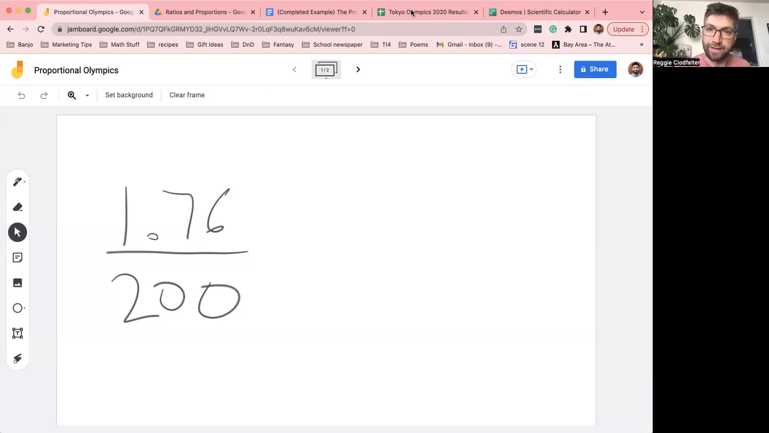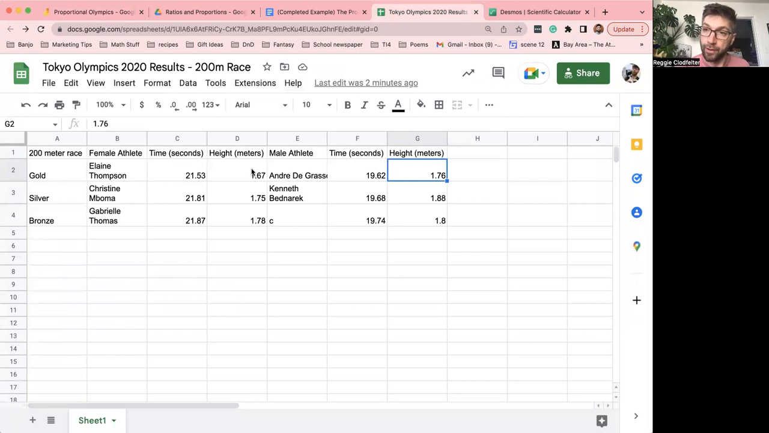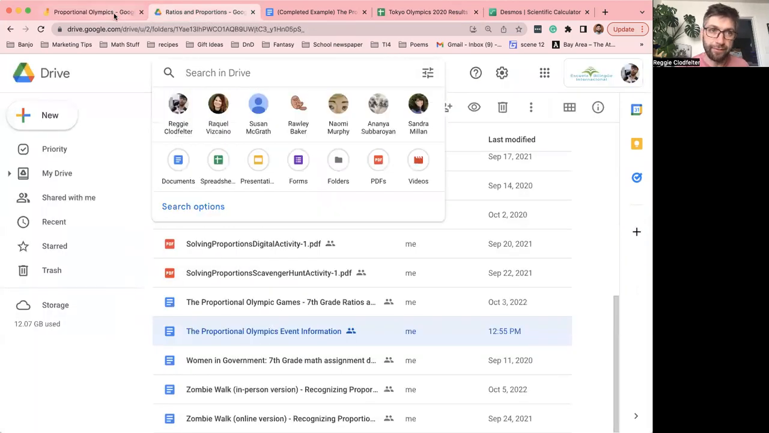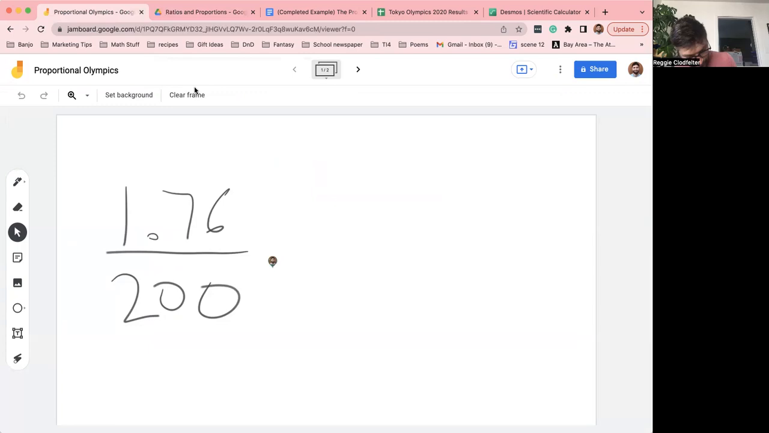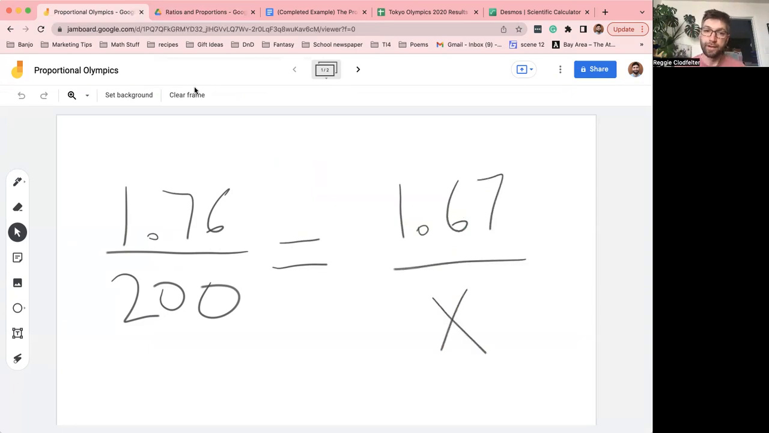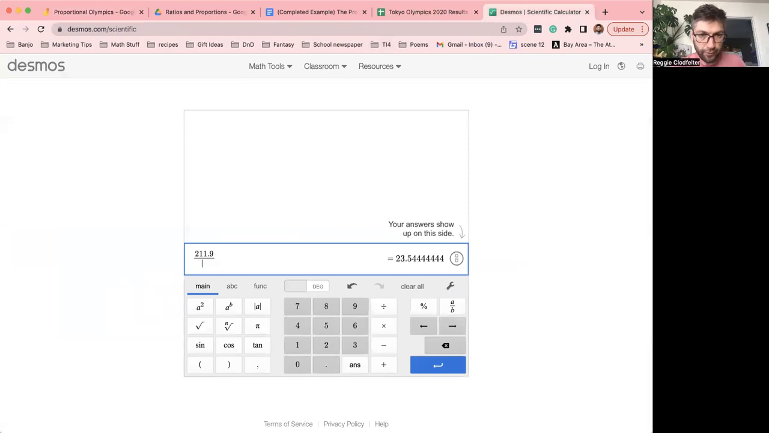So I have 1.76 over 200, and then I'm going to use Elaine Thompson's height, 1.67, over X, because that's going to be Elaine Thompson's proportional race distance. And that's what I want to figure out. So now I'm going to cross multiply. I'm going to take 200 and multiply it by 1.67. You can use a calculator here. 200 times 1.67 is going to be 334.